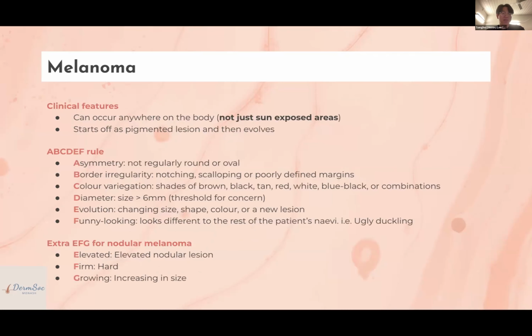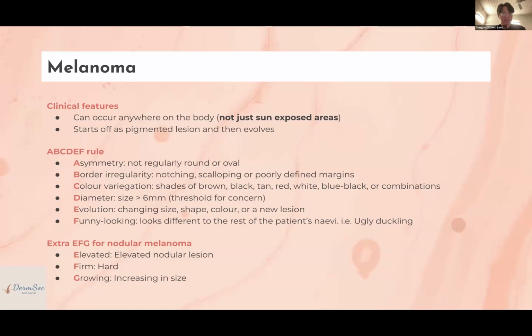Clinical features, so these can pop up anywhere in the body, not just sun-exposed areas. So this does come back to that mention about the different risk factor profile. And these start off as pigmented lesions, which are looking a bit different. And there's a rule to apply, which is the ABCDE rule. I'm sure you guys have heard of this before.